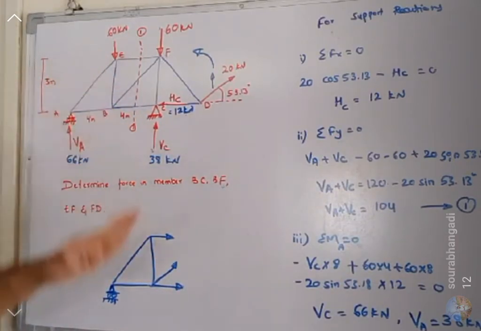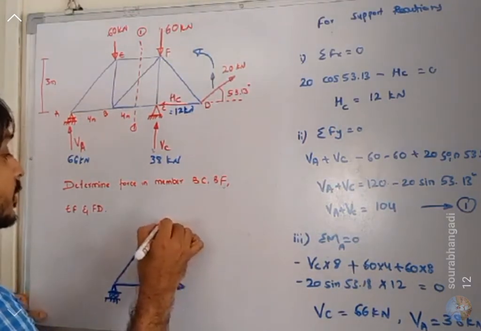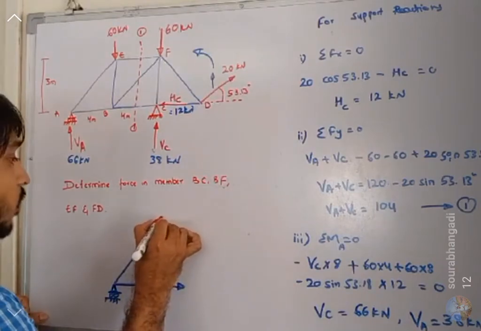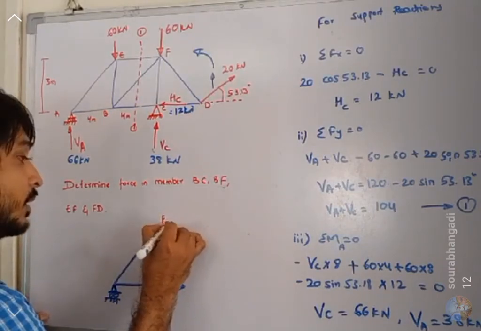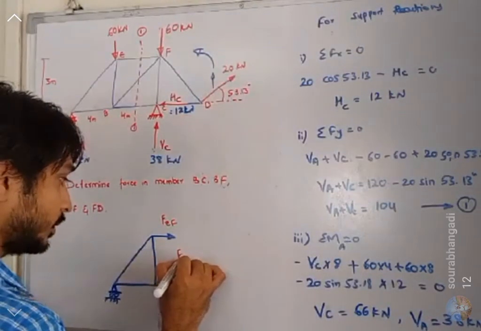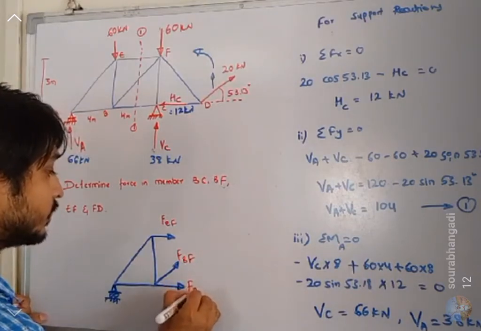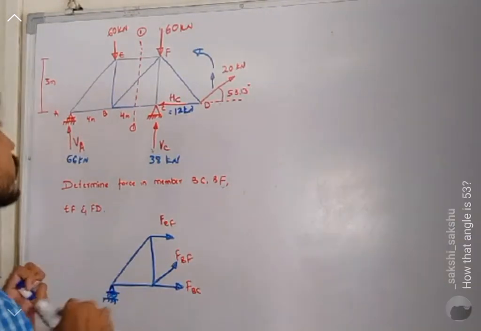So now I am drawing the free body diagram on the LHS of the section. If I draw the LHS of the section, what reaction forces do we get here? This is the force in member EF. This is the force in member BF. This is the force in member BC. Other forces are there.